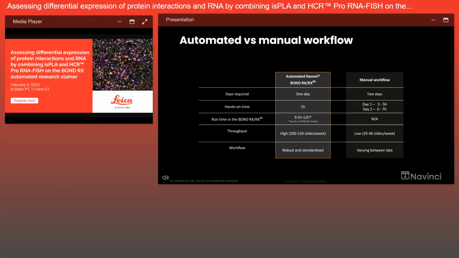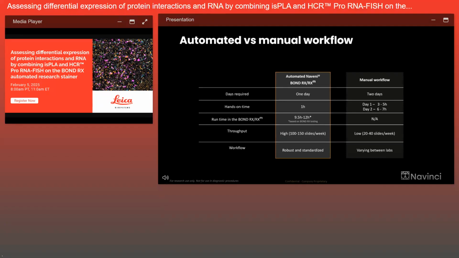Using the automated Navinci Bond RX system, the assay only requires 1 day with very limited hands-on time. And of course, then the throughput increases up to 100 to 150 slides per week, which is quite a significant increase from the manual workflow. Also, very importantly, the workflow becomes robust and standardized due to the system performing the staining in the same way every single time.